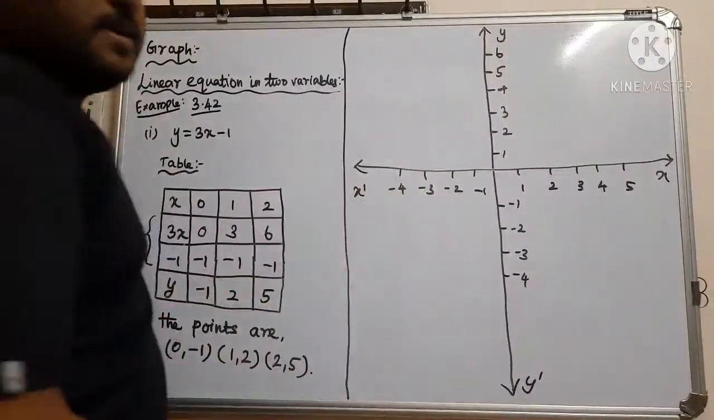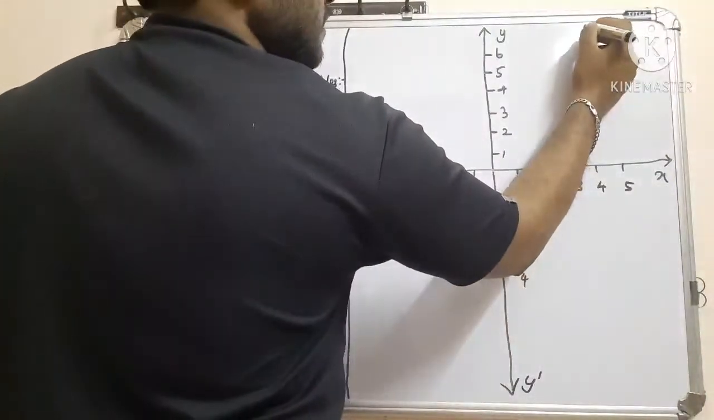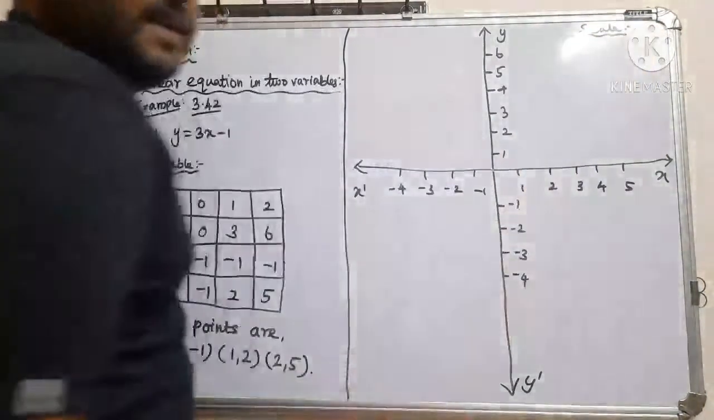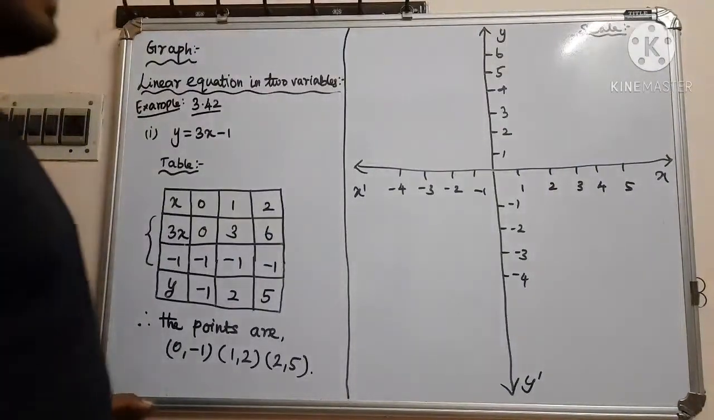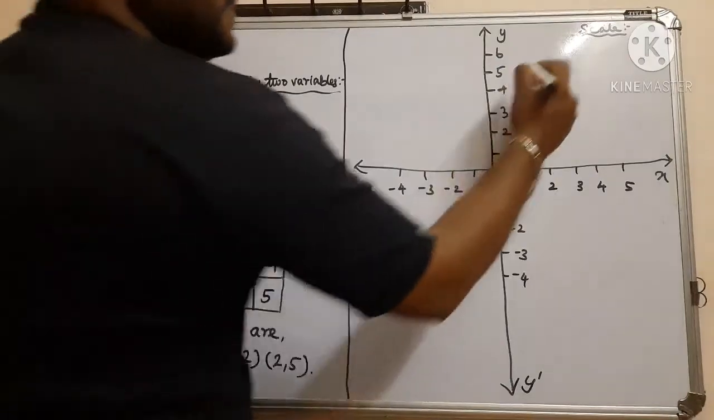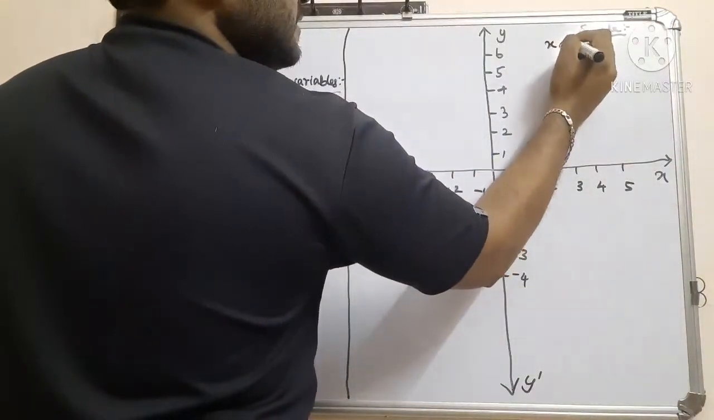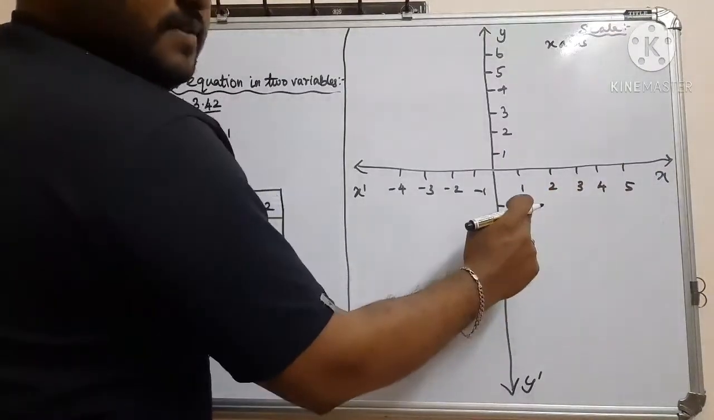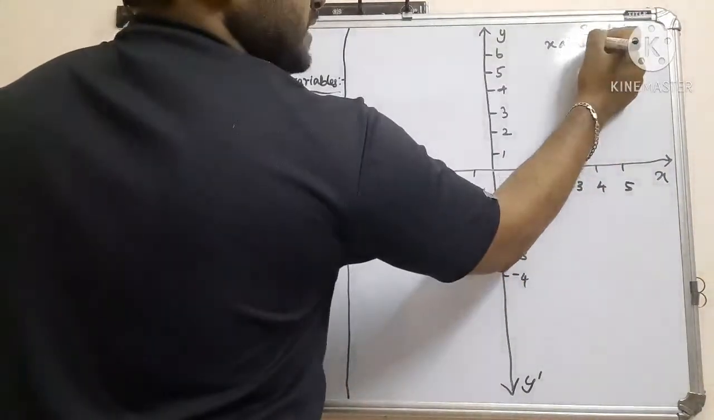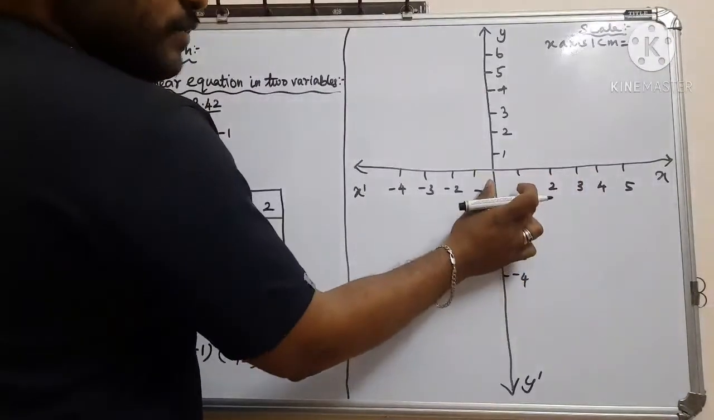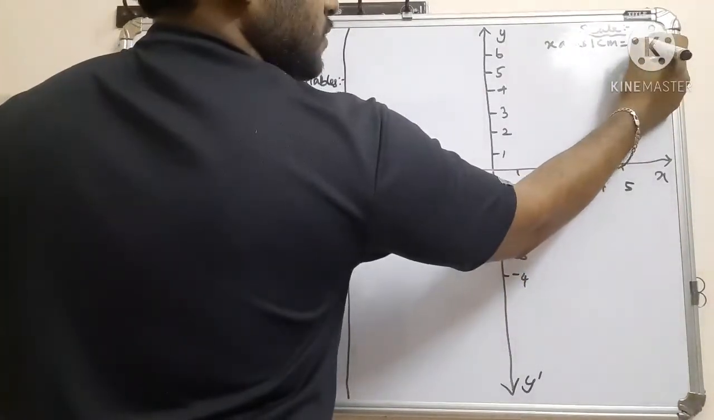So after that you have to write scale. That is very very important. If you did not write, the marks will be reduced. X-axis: 1 centimeter, 1 2 3, we took only 1 2 3, so 1 centimeter, which is 1 box. In graph, 1 box, 1 centimeter is equal to 1 unit.